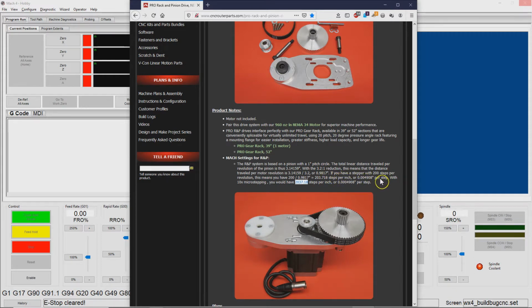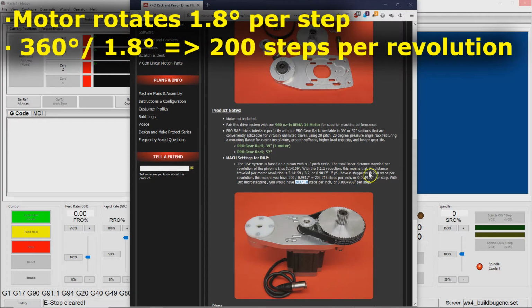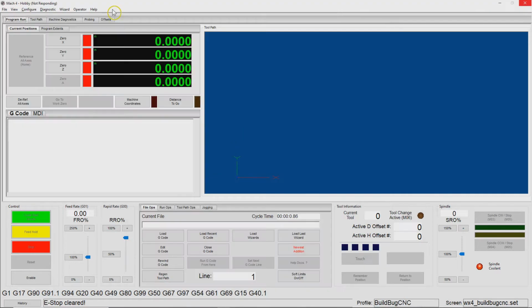a 200-step driver. Basically, my stepper motors move 1.8 degrees. So 360 divided by 1.8 is 200, so we know they're 200 steps per revolution. My controller is using what's called microstepping, which means it's going to break those up into subdivisions. Mine does a factor of 10. So my machine has 2,000 pulses per revolution. And this is where we come up with this number, 2037.18 steps per inch. That's going to get us in the ballpark.